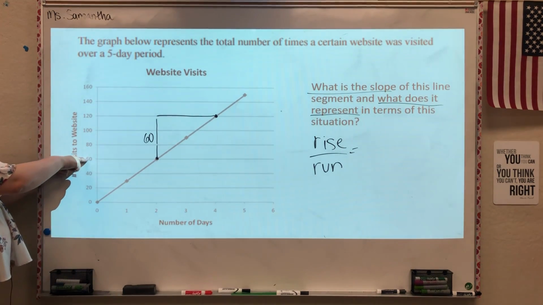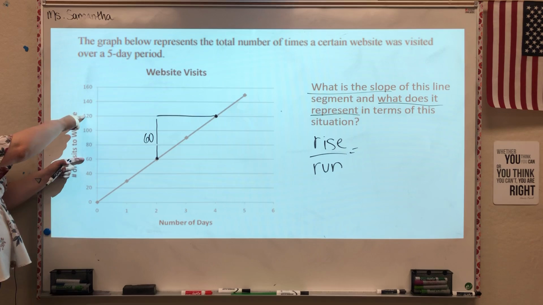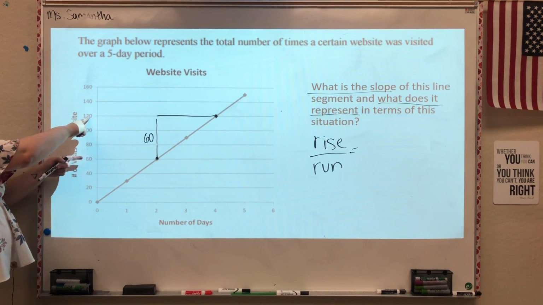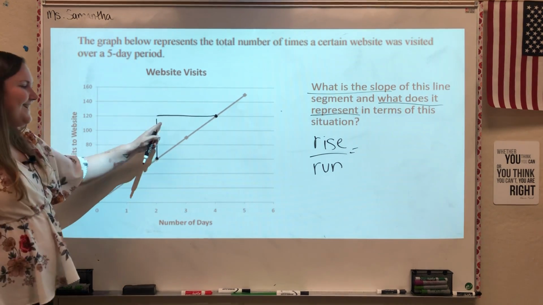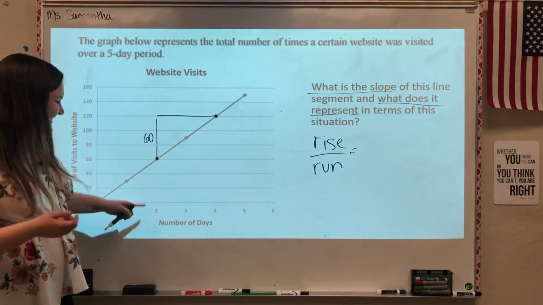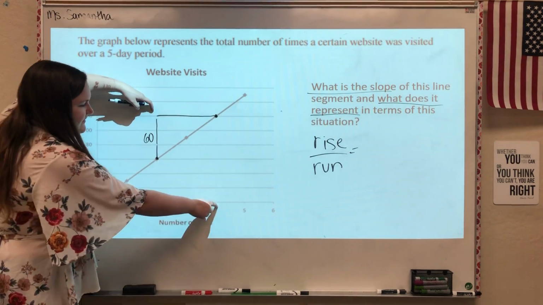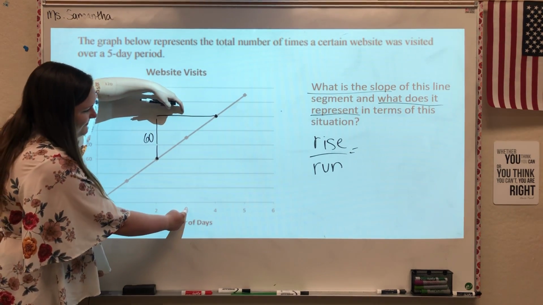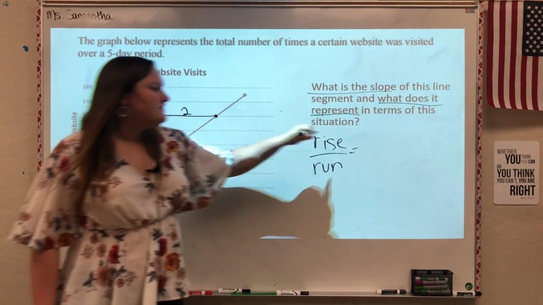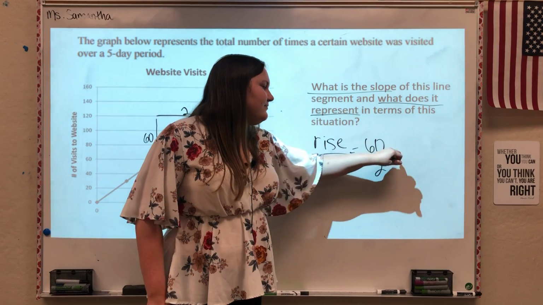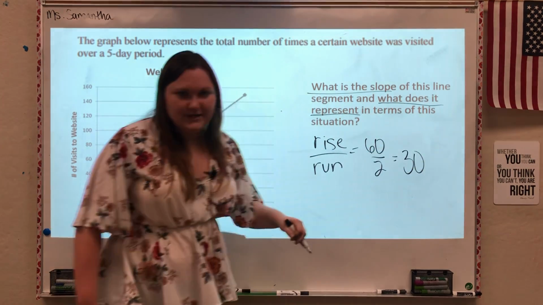You could also just look at your starting number and your ending number. I'm going up from 60 to 120. The difference there is 60. 60 plus 60 gets you to 120. The run's a lot easier because the run is counting by 1. If I'm going from 2 to 4, that is 1, 2. So my run is 2. Rise over run, 60 over 2, which equals 30.